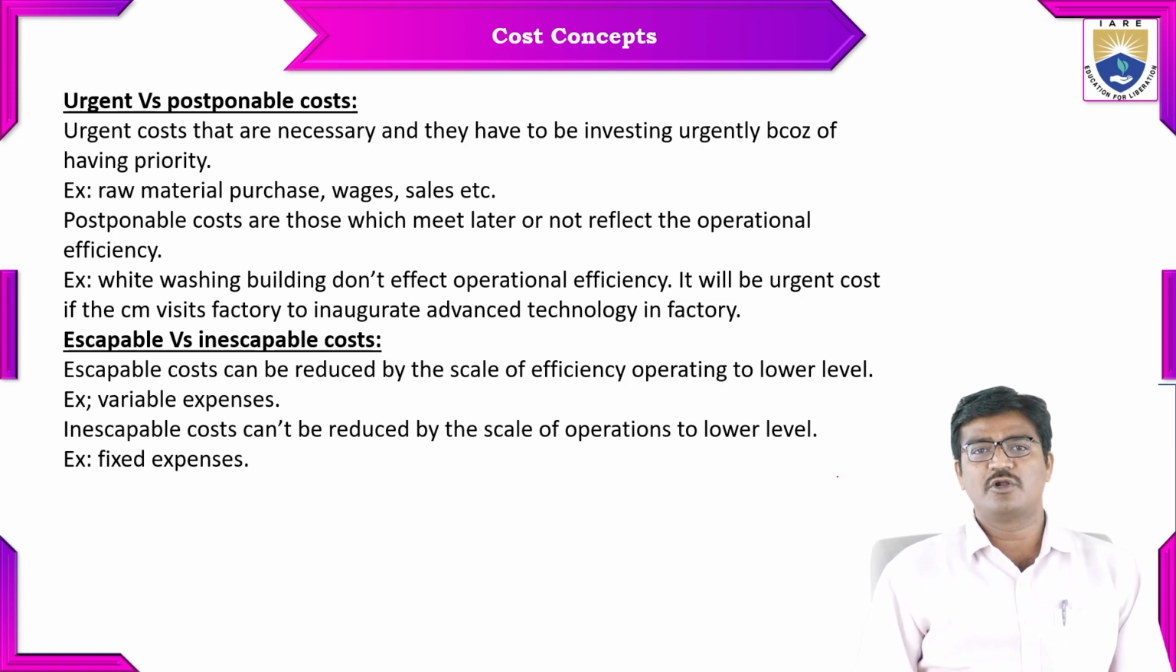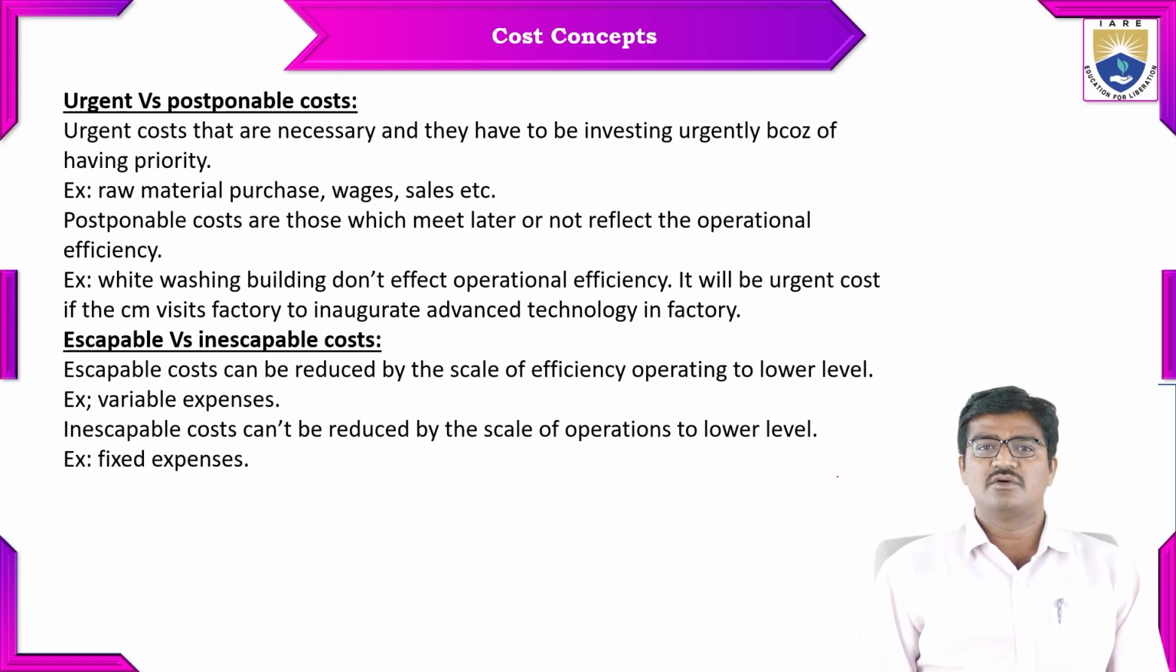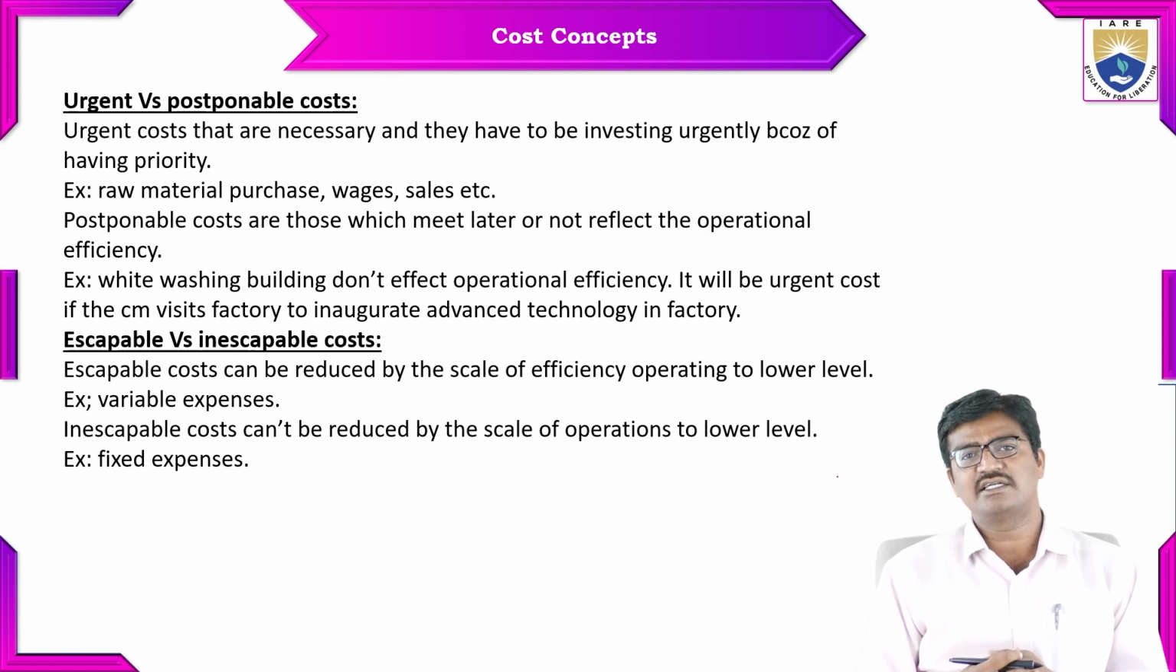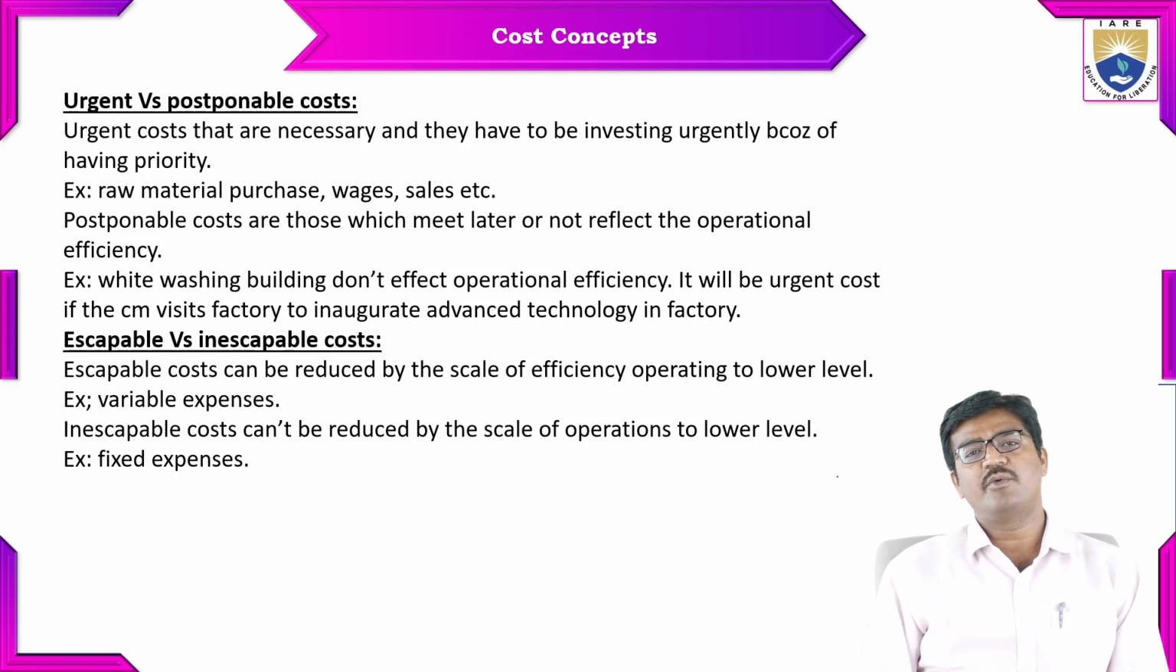And next one, postponable cost. Some of the costs need not be incurred immediately, and can be incurred after some time period. So you have some time to incur these costs. For example, construction of a compound wall. There is no urgency, and you need not construct the compound wall immediately because it does not affect the production. So the construction of the compound wall can be postponed for some time. In this way, postponable costs are there.